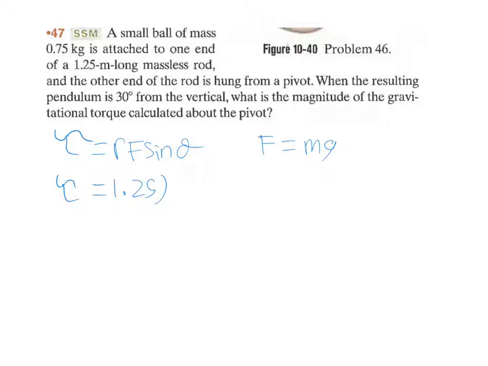1.25 times 0.75, right? Times 9.8 times sine of 90 minus 30, so 60, right? Equals 4.6 Newton meters. I did have 30 still, but let me just see what I wrote.